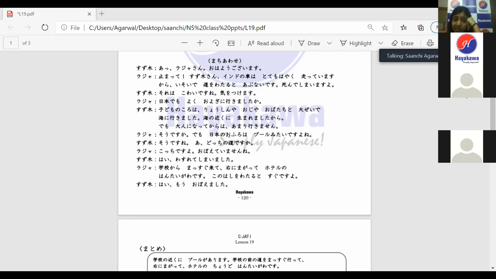Very good, Hemalata-san. Arigato gozaimasu. So Suzuki-san is saying, Sou desu ne. That's right, isn't it? Dochi no michi desu ka? So he's saying, which road is it? He's asking like that, right?